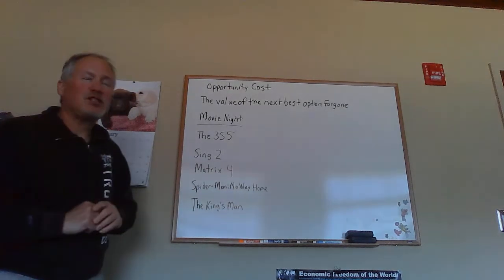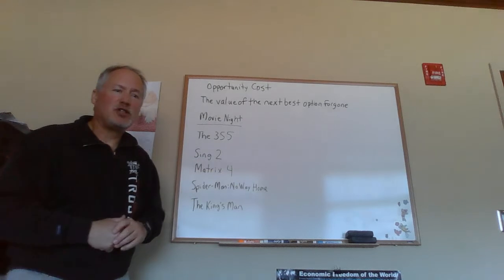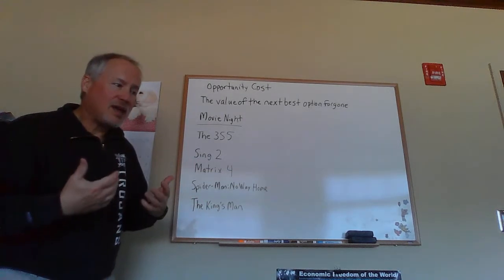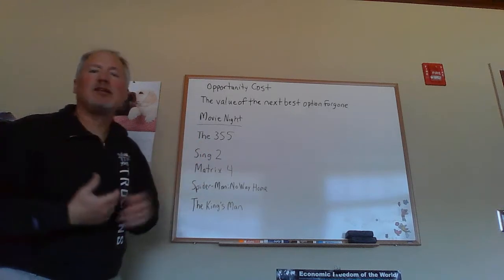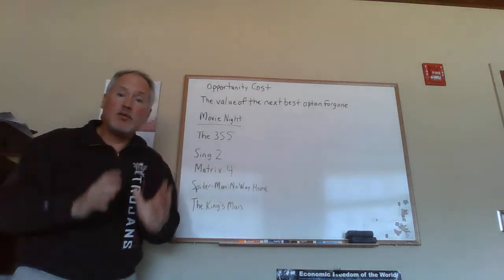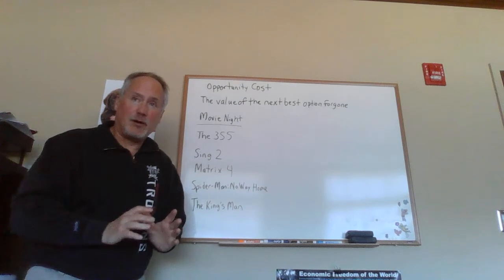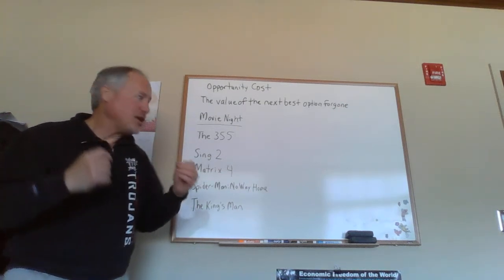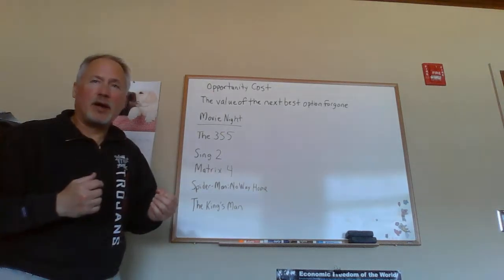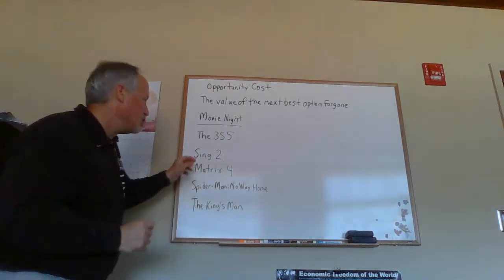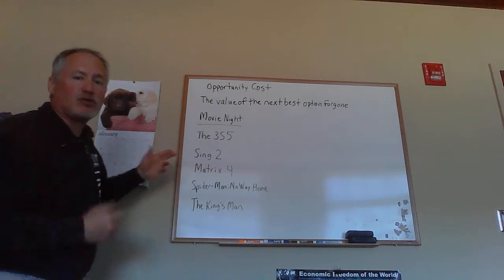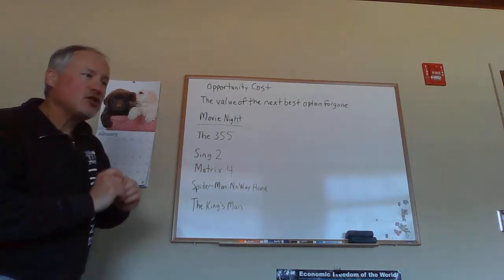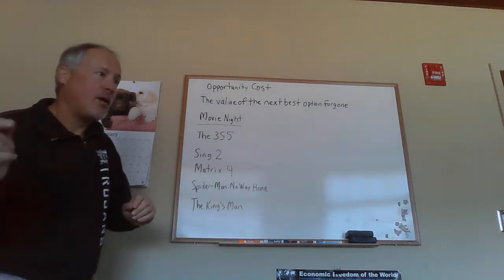If you spend 2 hours watching Spider-Man and you don't really like it, then what you have missed out on is the opportunity to maybe see The Matrix 4, a movie that you would have liked better. You would have gotten more enjoyment. So when you think about what you gave up by going to see Spider-Man: No Way Home, you gave up the enjoyment that you could have had from watching The Matrix 4. That's why we say when you make a choice, it's the value of what you gave up.